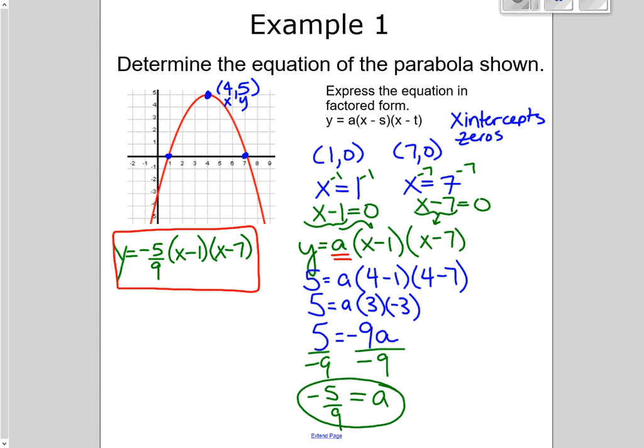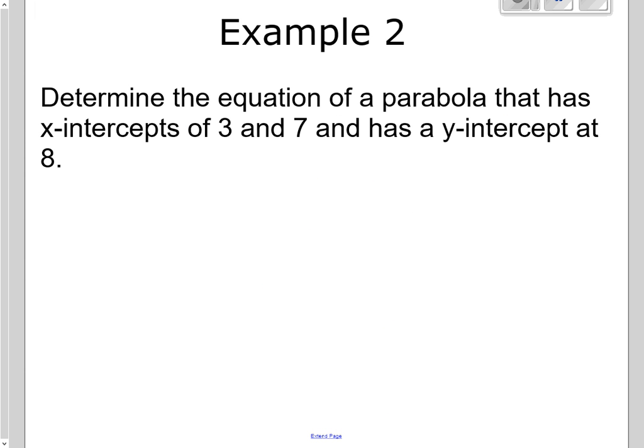Okay. Let's take a look at the next example. Sometimes they don't give us a picture, but that's okay because they'll tell us information. So in this case, determine the equation of a parabola that has x-intercepts. So right there, they're telling us some good information. We have x-intercepts at 3 and at 7.